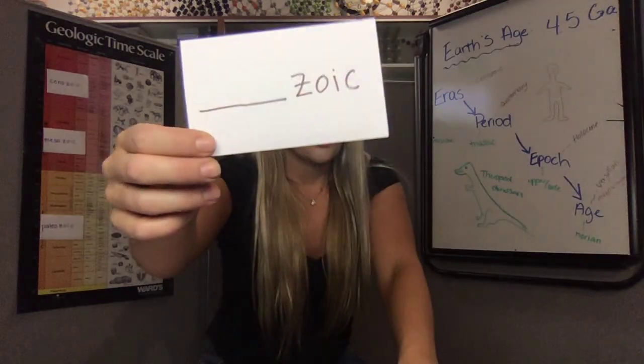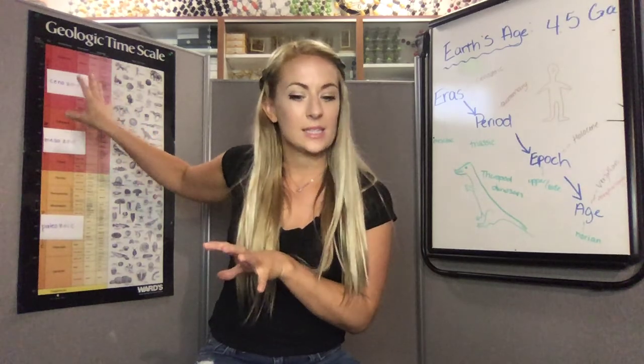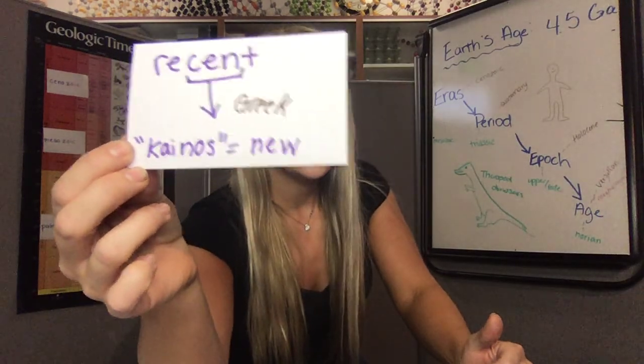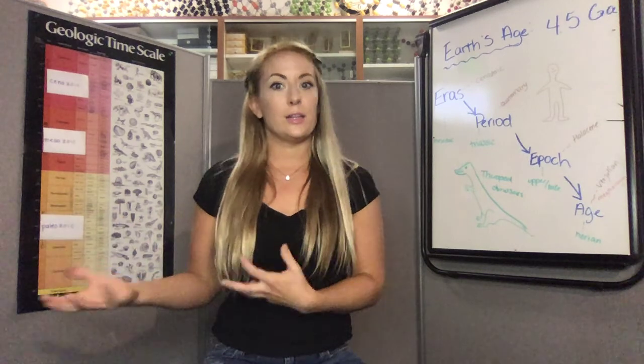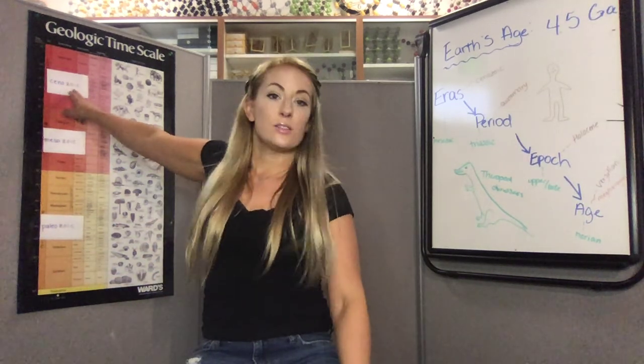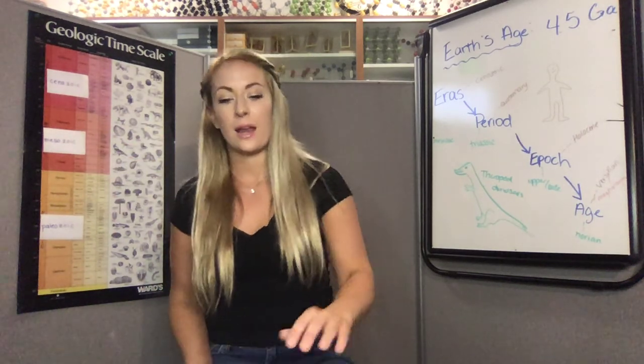So blank-zoic has to do with something life. So we know in Cenozoic that's life. But what is Ceno? Ceno, like the word recent, comes from the Greek kainos for new. So if you say something's recent, it's a new happening or a new event. And so we have the Cenozoic, that's our new life, the most recent life on the planet.